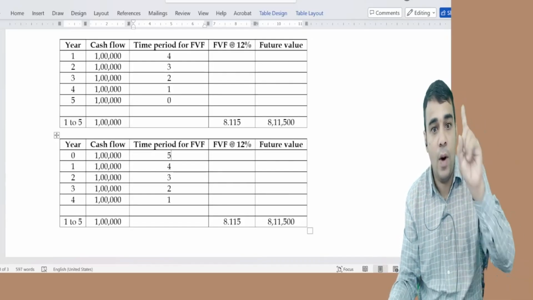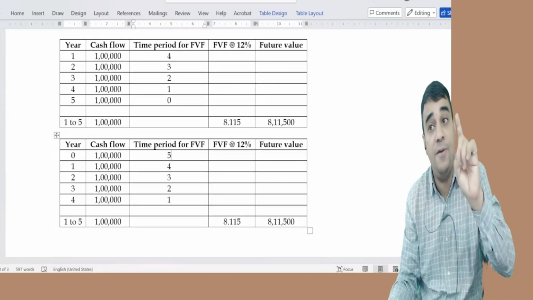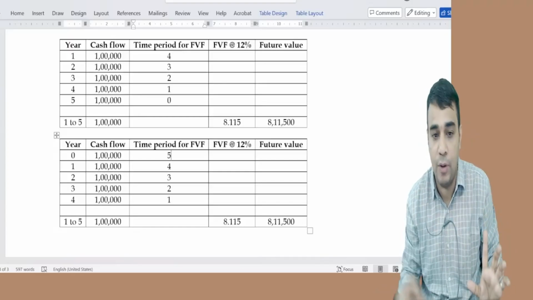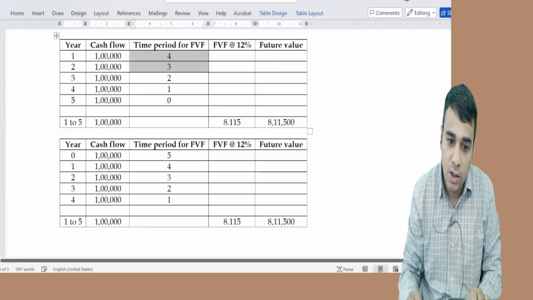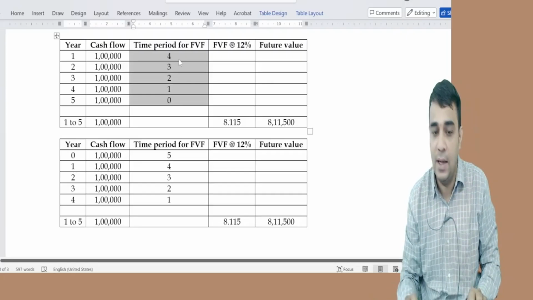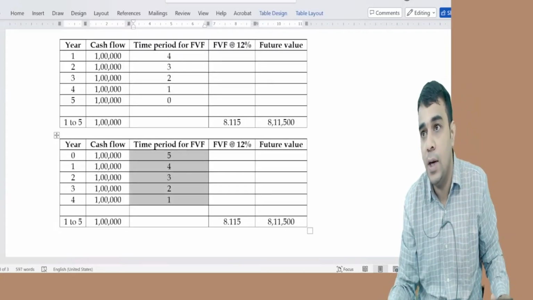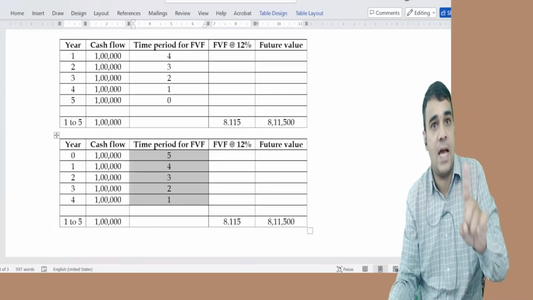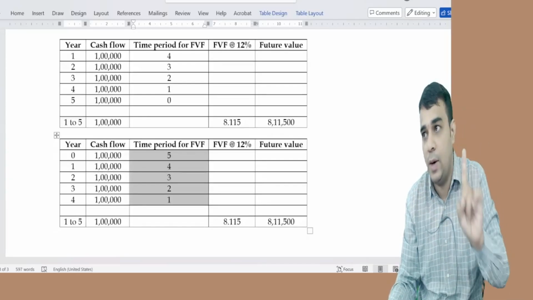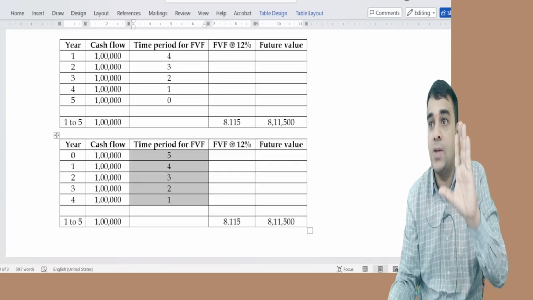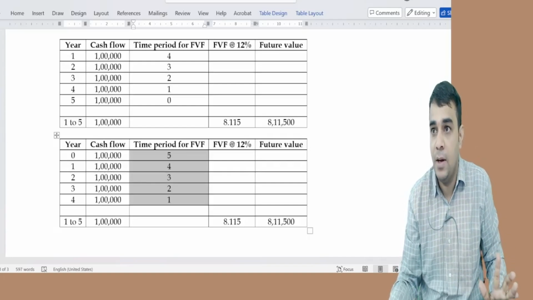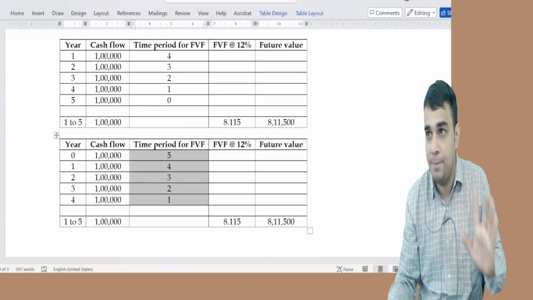Every cash flow will have one extra year of compounding. Here, 4, 3, 2, 1, 0 compounding. And here, 5, 4, 3, 2, 1 compounding. Every cash flow, one extra year you will earn, or one extra year of compounding will happen.